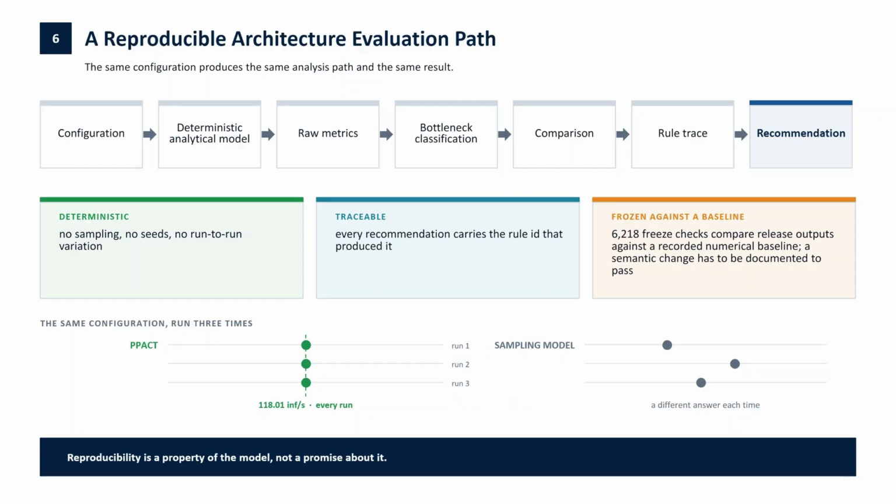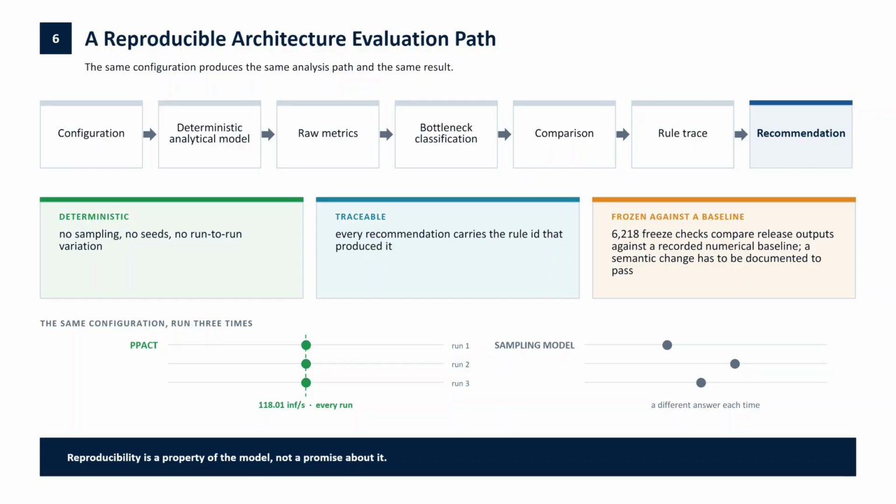The figure at the bottom illustrates this. When the same configuration is executed 3 times, all 3 points fall at exactly the same location, and pipeline capacity is calculated as 118.01 inferences per second every time. The comparison on the right illustrates how a sampling-based model could produce different values across repeated runs.